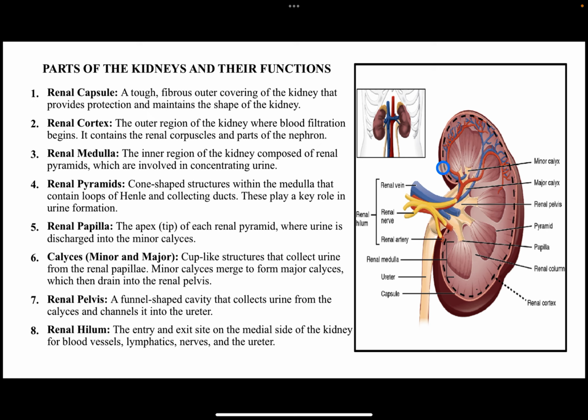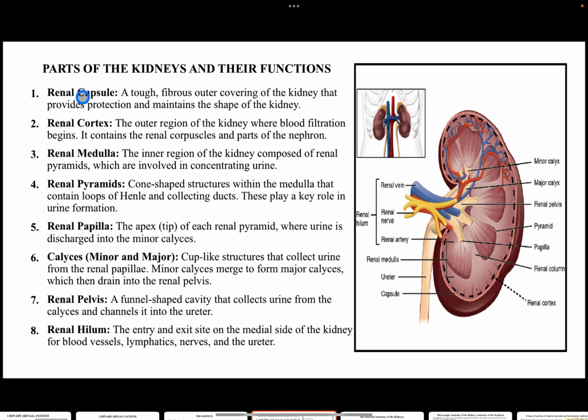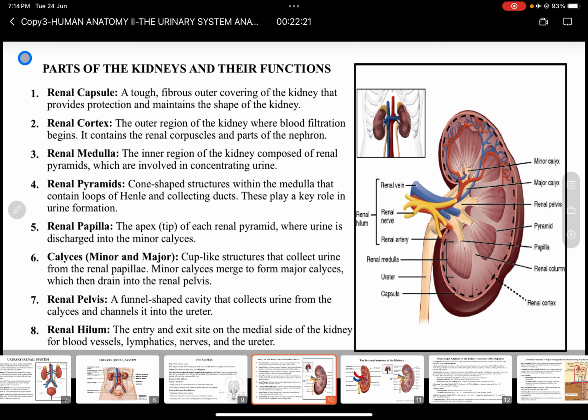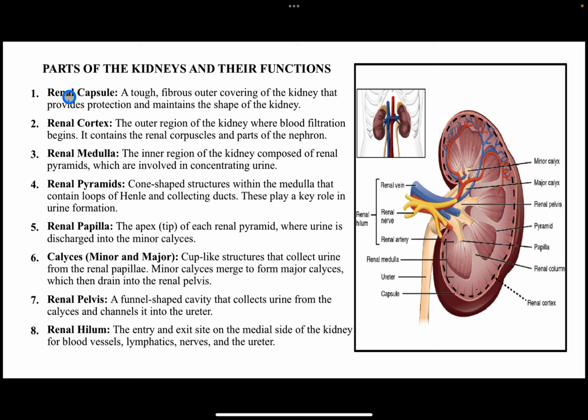So if you are asked to talk about the macroscopic anatomy of the kidney, this is the description you are going to give: the renal capsule, the renal cortex, the renal medulla, the renal pyramids, the renal papilla, the calyxes, the renal pelvis, and then the renal hilum. Okay, so this is basically the gross anatomy of the kidney. Once again, we have about 8 parts of the gross anatomy: the renal capsule, the renal cortex, the renal medulla, the renal pyramids, the renal papilla, the calyces, the minor and the major calyx, the renal pelvis, and then the renal hilum. Okay, the gross anatomy.